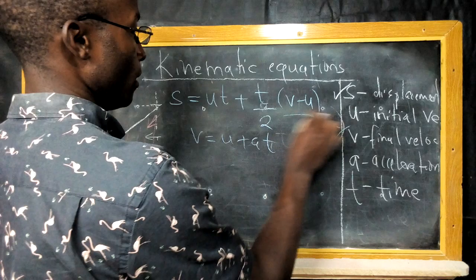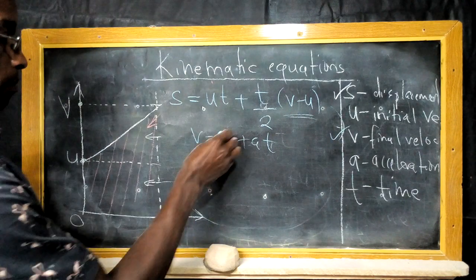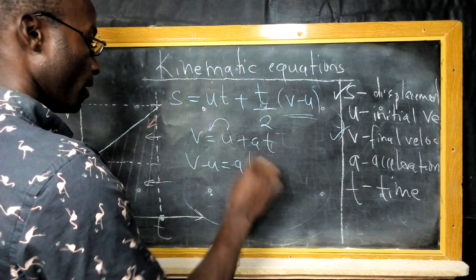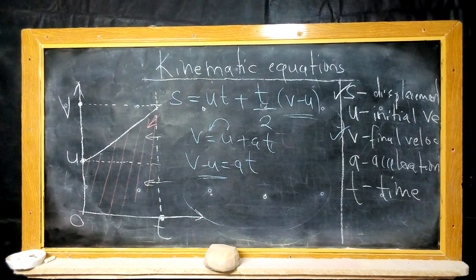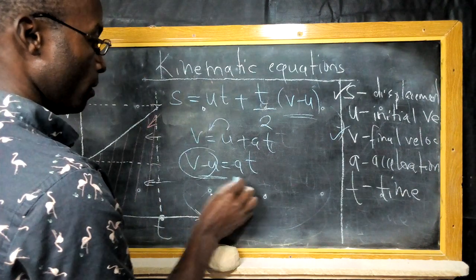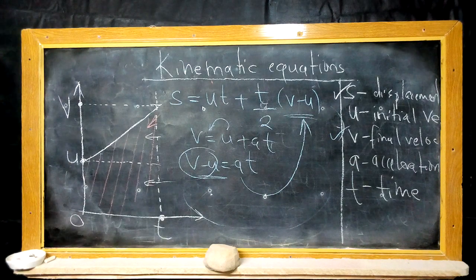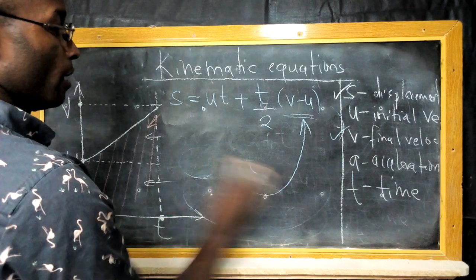Now we can find another representation for v minus u from this particular equation by just bringing u to the other side, and say that v minus u is equal to acceleration times time. So final velocity minus initial velocity is equal to acceleration times time. For this case, we shall substitute this at this particular point and see which kind of equation we come up with.